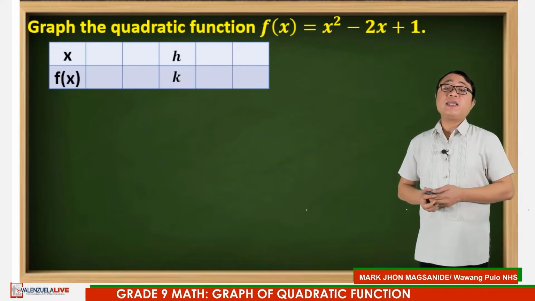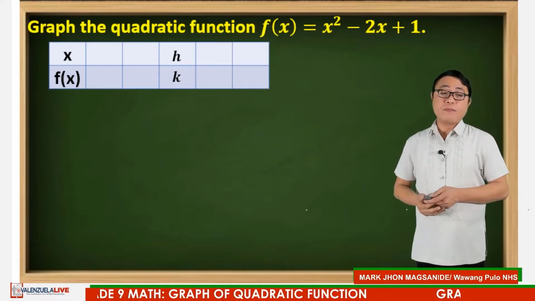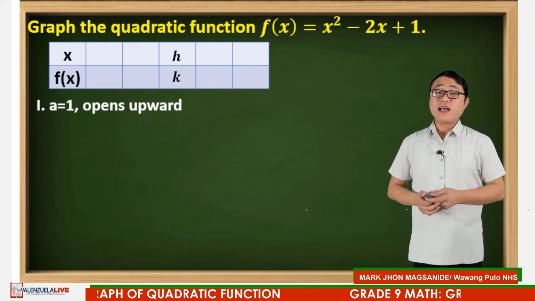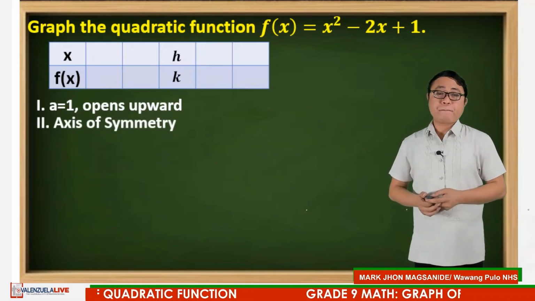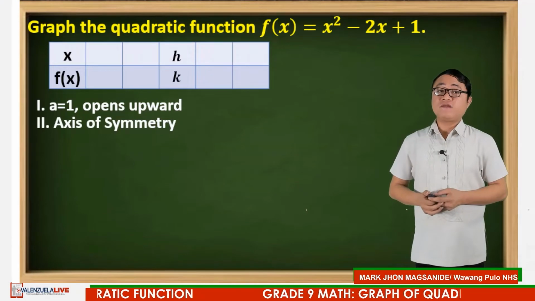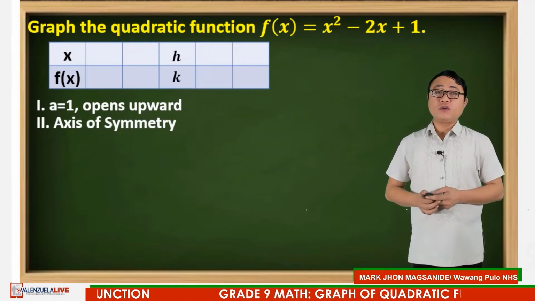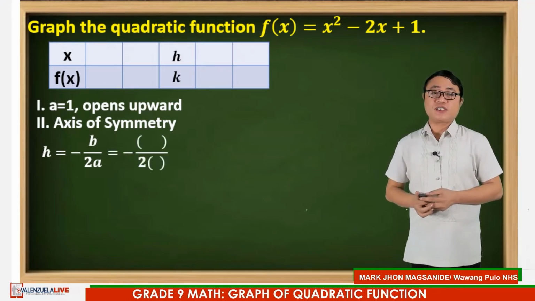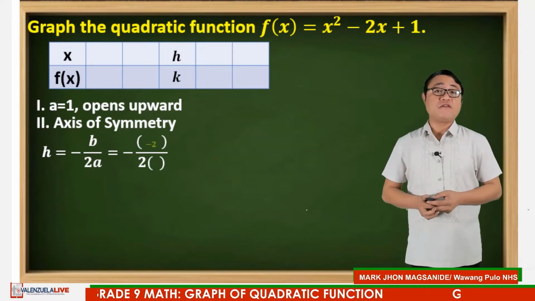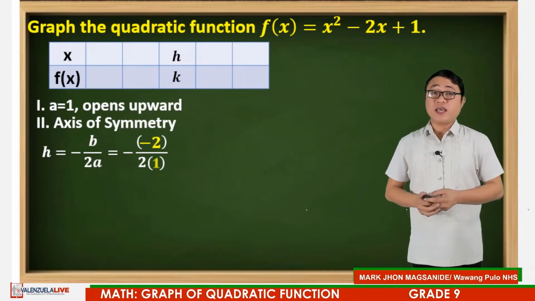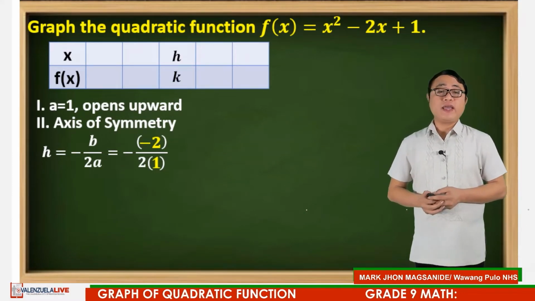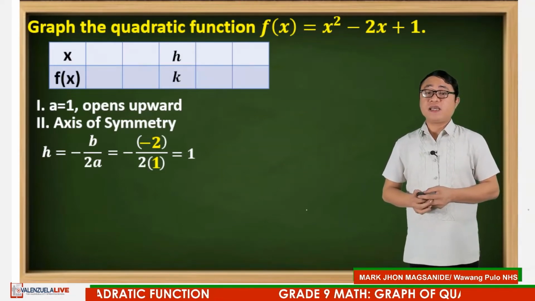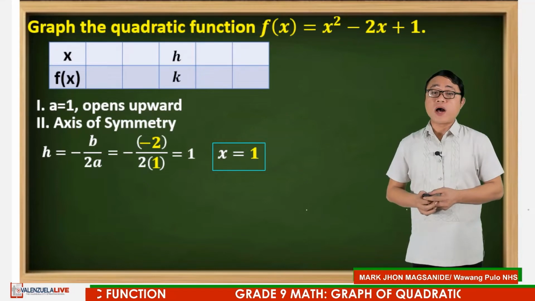So starting with identifying the opening of the parabola. Since a is equal to 1, the parabola opens upward. Second step, determine the axis of symmetry using h is equal to negative of b over 2a. Then substitute the needed values. In the given quadratic function, the value of b is negative 2 and the value of a is 1. Simplify this, we get h is equal to 1. Therefore, the equation of the axis of symmetry is x is equal to 1.